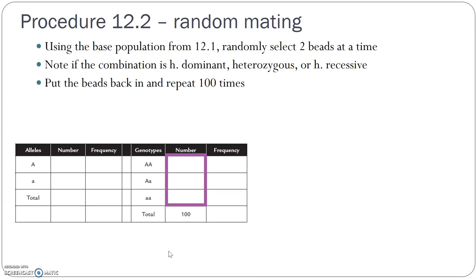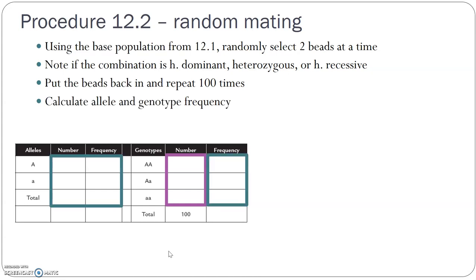In the purple box, in your genotype number, this is where you're going to put your final tally. So you're going to have, let's say, 30 big A's, 55 big A little A's, and then however many little A's that is, because I just made that up. So you're going to have your number here. This is what you will count. Now from there, you have to calculate the other columns in this table.